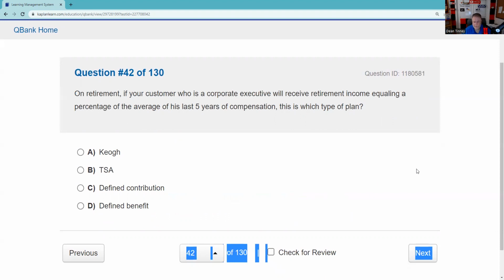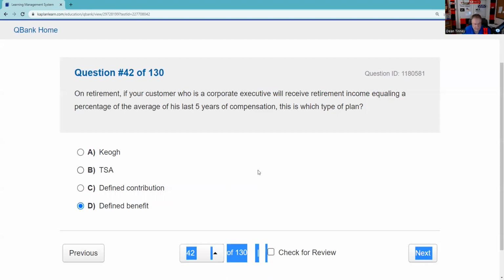On retirement, if your customer who is a corporate executive will receive a retirement income equaling a percentage of their base pay, that sounds like a defined benefit plan to me. Not many companies hand out that old-fashioned defined benefit plan anymore because the employer is assuming the investment risk. The employer is assuming the investment risk.